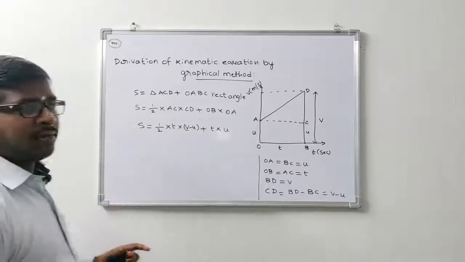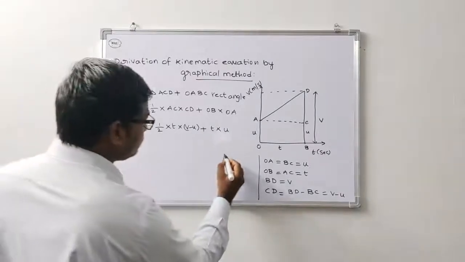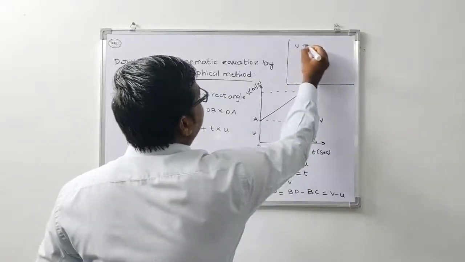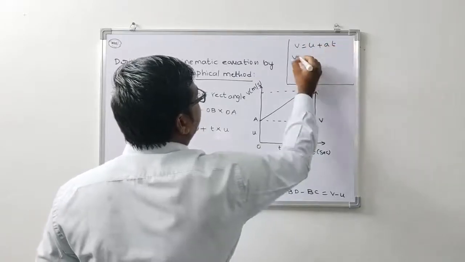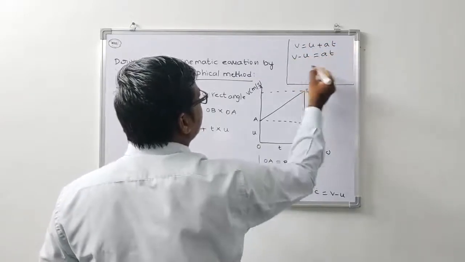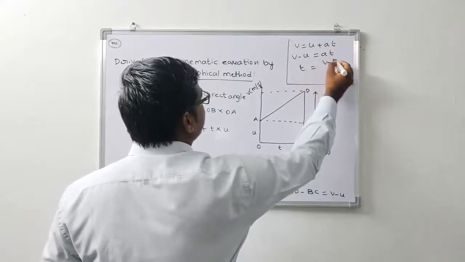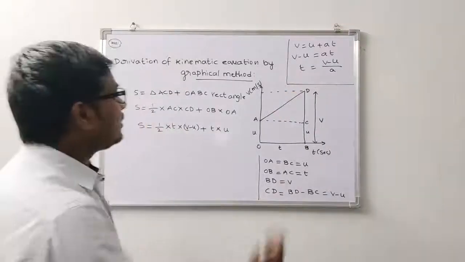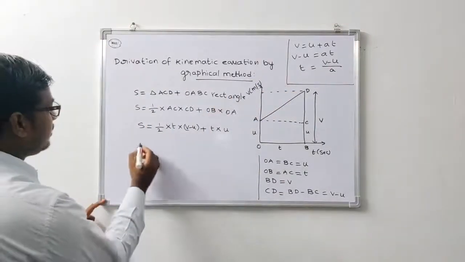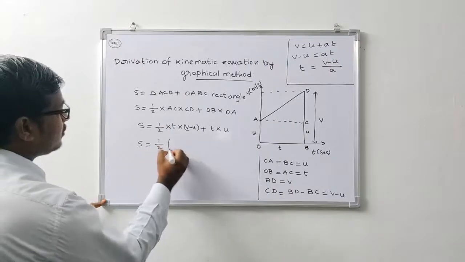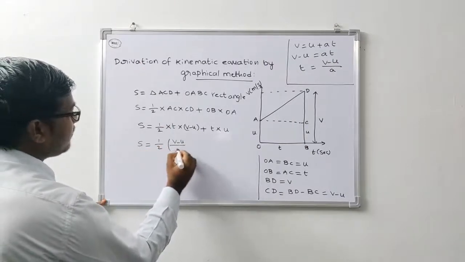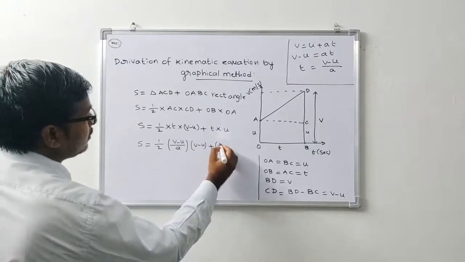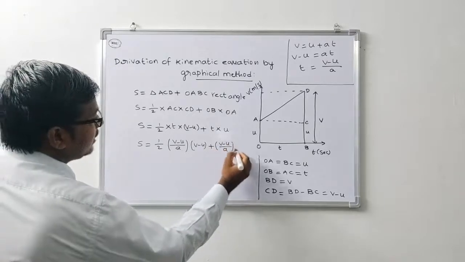Okay, according to the kinematic first equation, V is equal to U plus AT, so V minus U is equal to AT, then time T is equal to V minus U by A. Okay, that T value, V minus U by A, is substituted in the place of T: S is equal to half into V minus U by A into V minus U, plus V minus U by A into U.